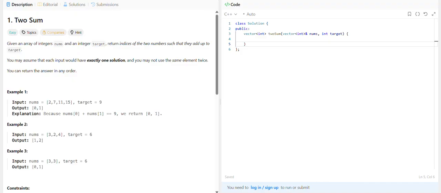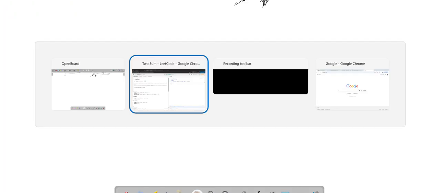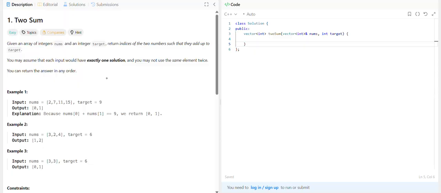Okay, let's try to explain this problem. So we're given an array and we have to come up with two integers and their indices rather that sum up to the target. Okay, that tells me that we have to find, well, I think here is the trap.